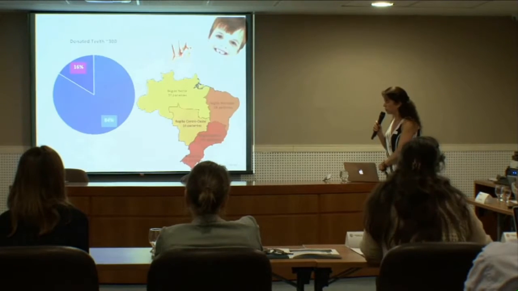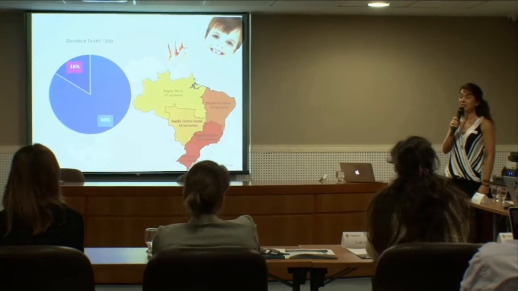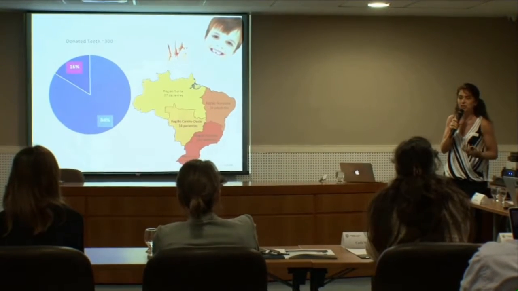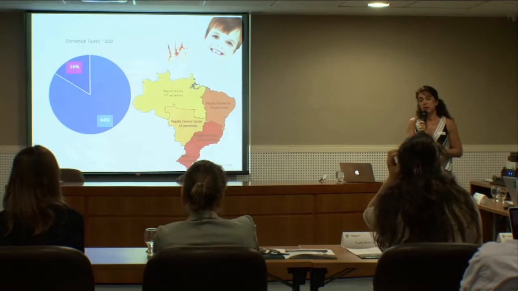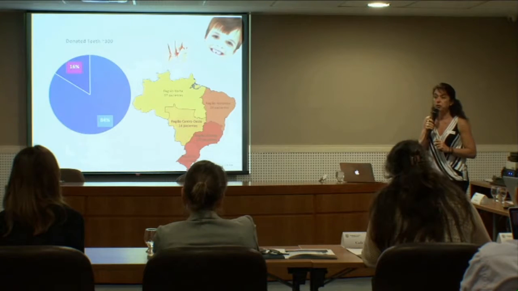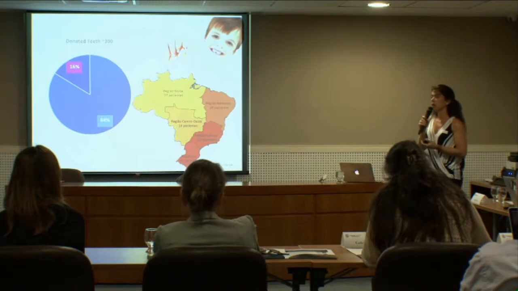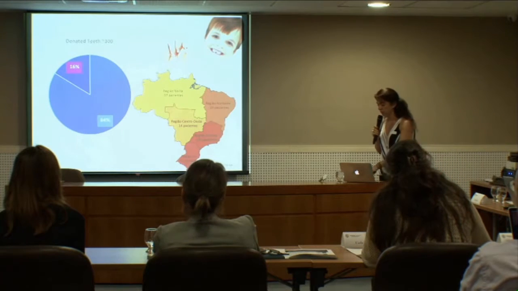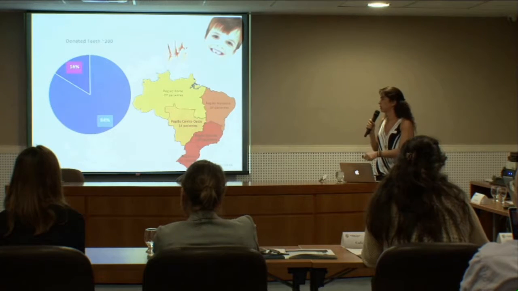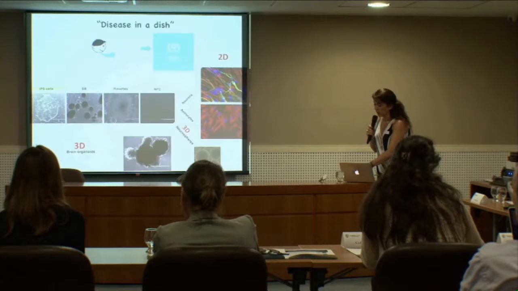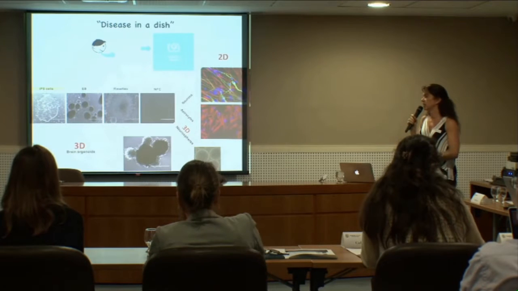So until now, we have more than 300 donations, and we have 300 cell lines from autistic patients in our biobank. So it's the first biobank of autism in Brazil. And we are proud that we receive donations from all over the country. Based on that, we work doing the disease modeling.